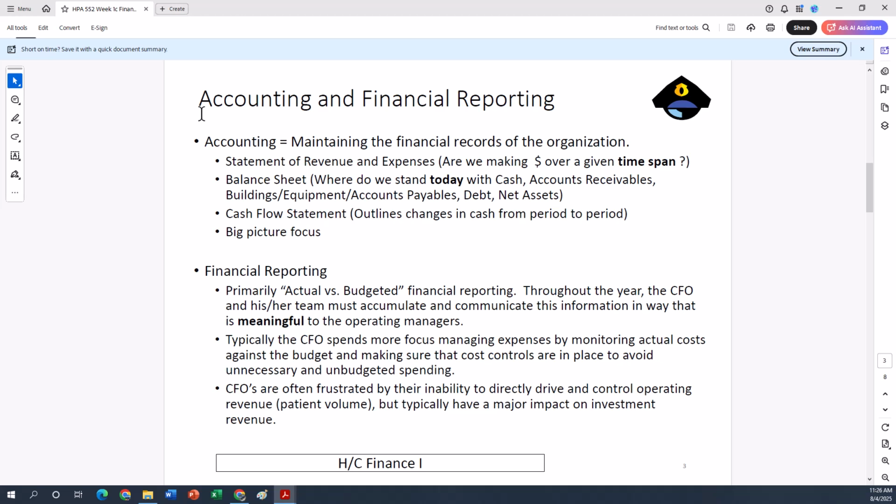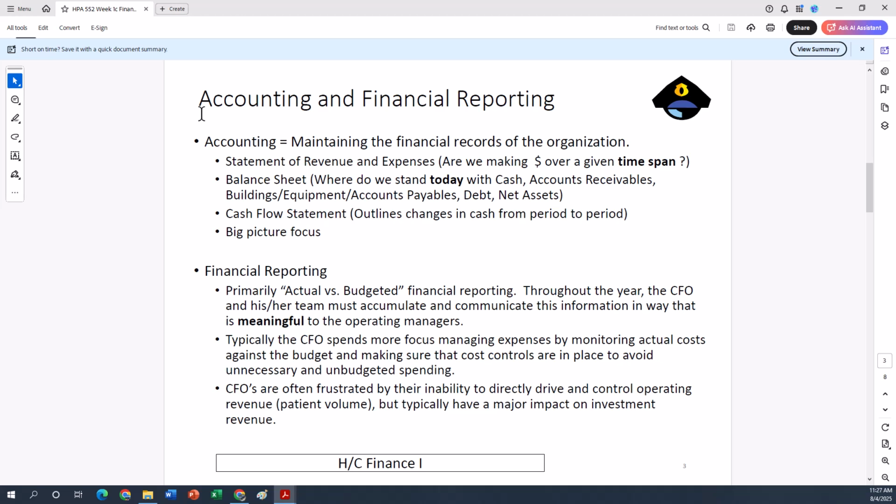There's a separate lecture to review this. You should have covered this in the first course. There's a separate lecture and video if you need to get your mind refreshed with respect to the statement of revenue and expenses, the P&L, and the balance sheet. Again, just in summary, the statement of revenue and expenses, the profit and loss: are we making money over a given time span?